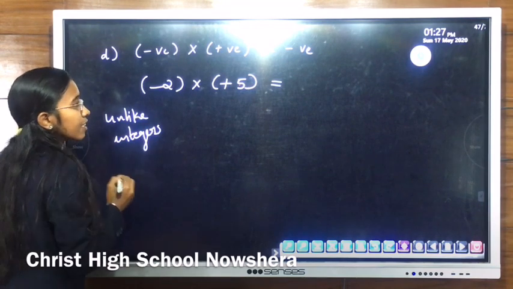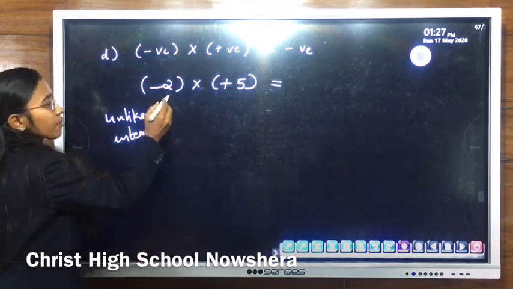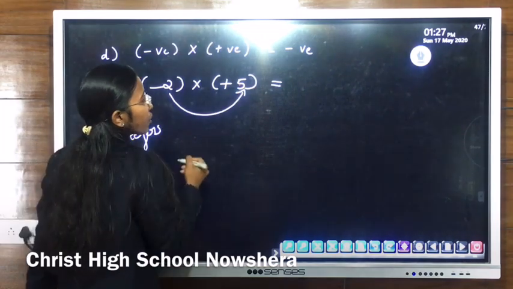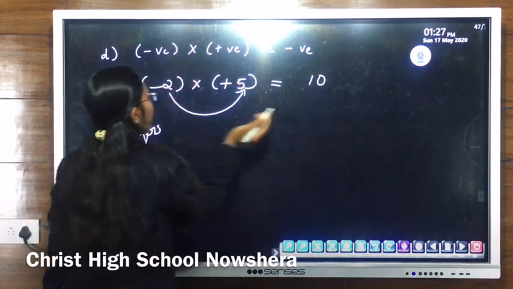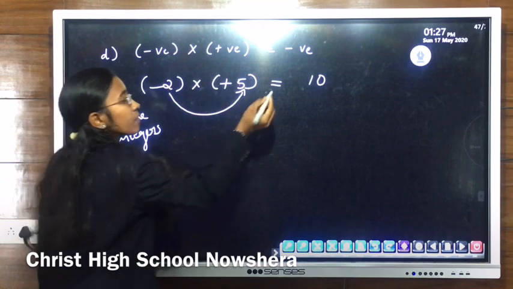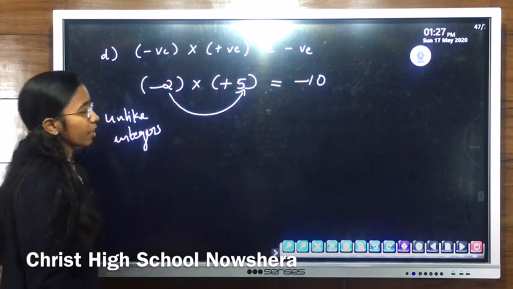In unlike integers, our sign is always negative. That is, first we multiply the numbers, 2 into 5. 2 into 5 is 10. One is negative and one is positive, so we are applying the negative sign only.